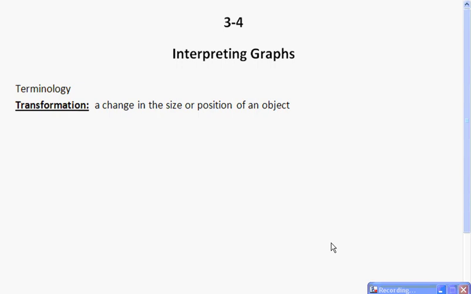Lesson 24, 3-4, interpreting graphs. The terminology here is transformation. A transformation is a change in size or position of an object. We'll be covering a couple types of transformations today.